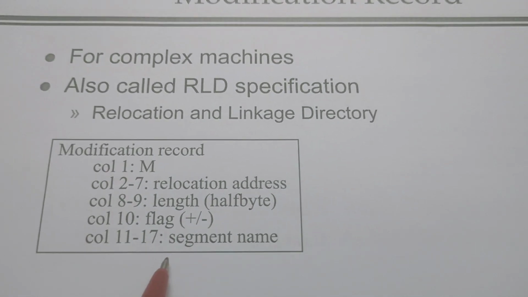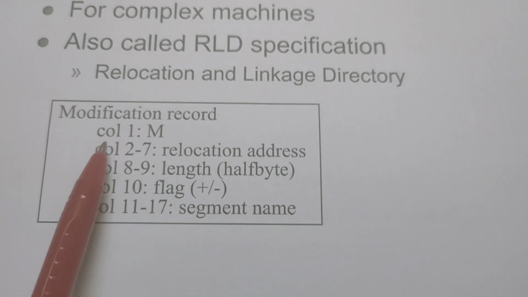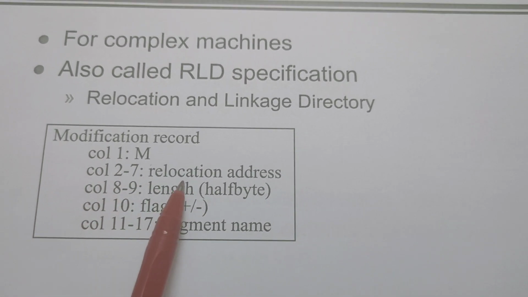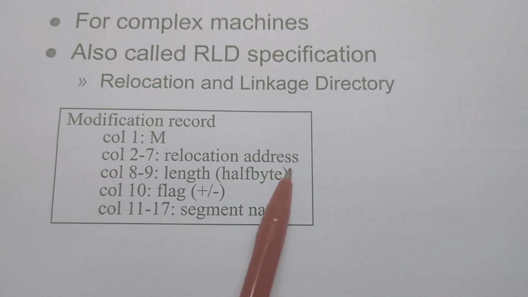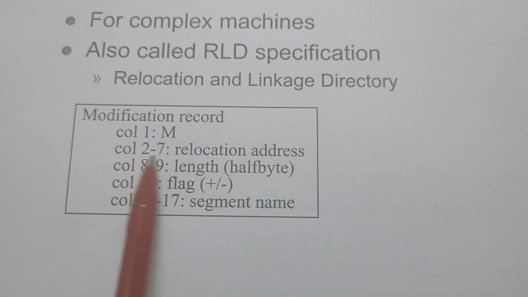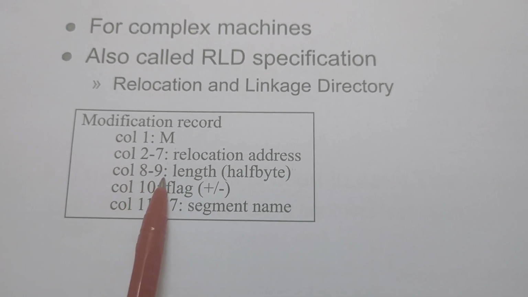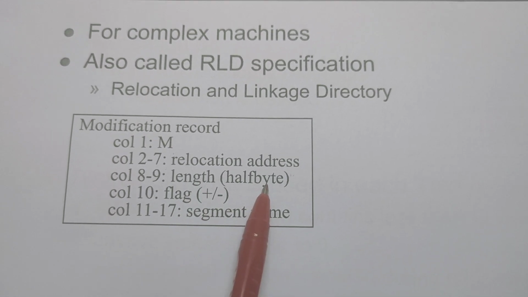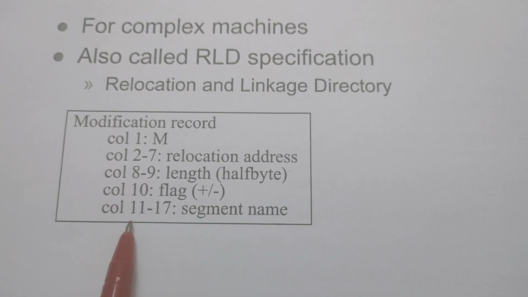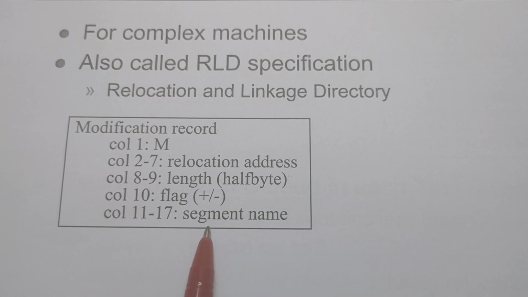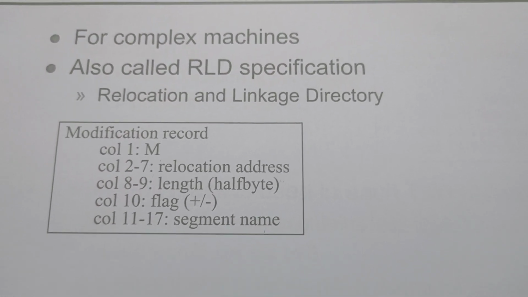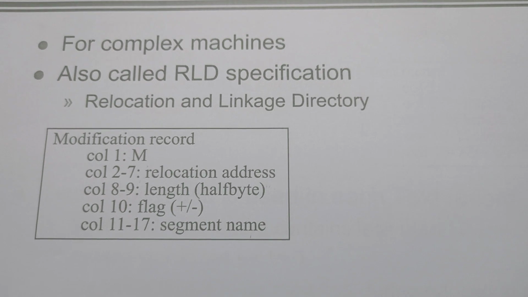What is the structure of the modification record? This is the structure. Column 1 contains the letter M. Columns 2 to 7 contain the relocation address, I mean where the relocation is to be applied. Columns 8 to 9 contain the length, which is reflected in half bytes, and column 10 might be either plus or minus. Columns 11 to 17 are going to be the relocation address, or the segment name, or the new starting address. Now we will understand that with an example.